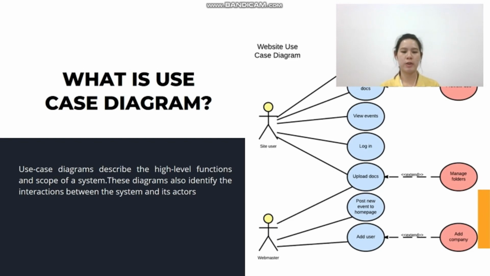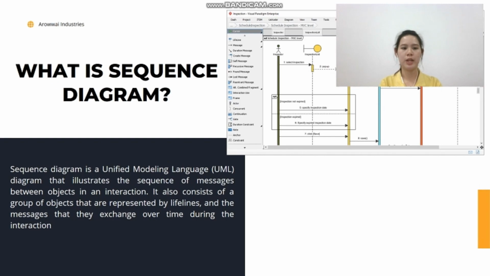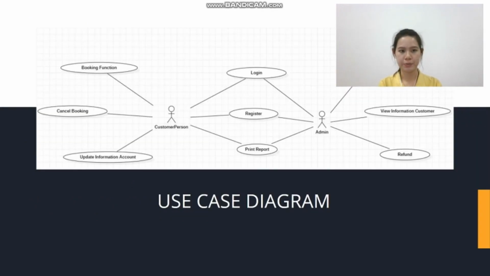The use case diagram describes the high-level functions and the scope of a system, and they also identify the interaction between the system and its actors. The flow of event describes the interaction between the actors and the system clearly enough for an outsider to easily understand, and represents what the system does, not how the system is designed to perform the required behavior. The sequence diagram illustrates the sequence of messages between objects in interactions, and consists of a group of objects represented by lifelines and the messages that they exchange over time during the interaction. So this is our use case diagram.